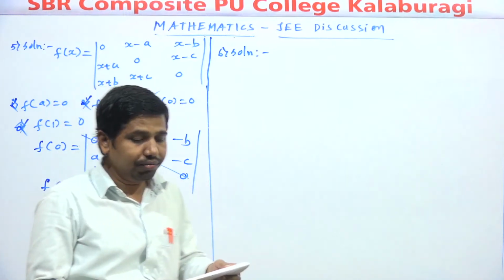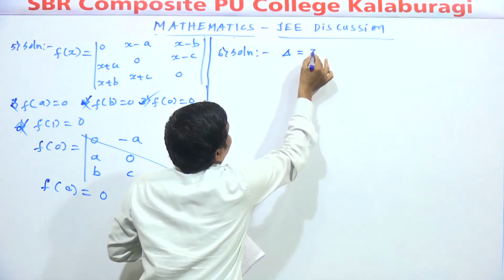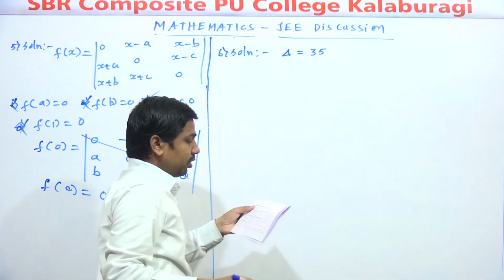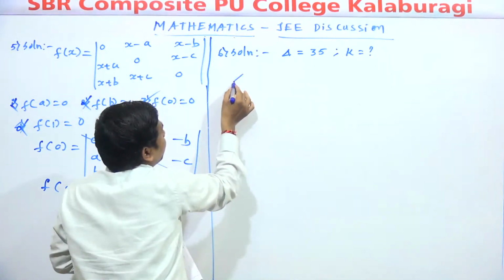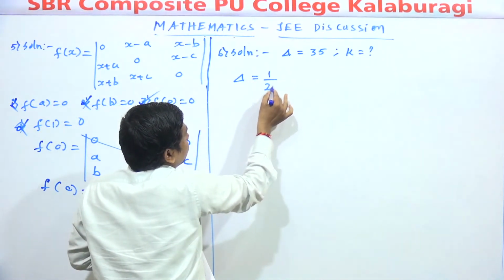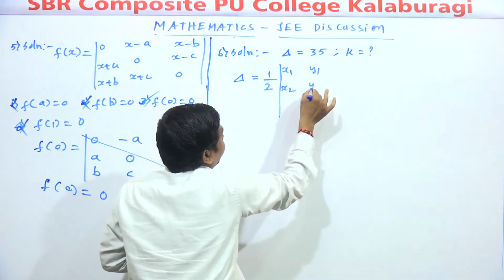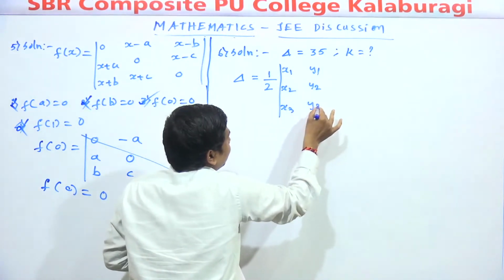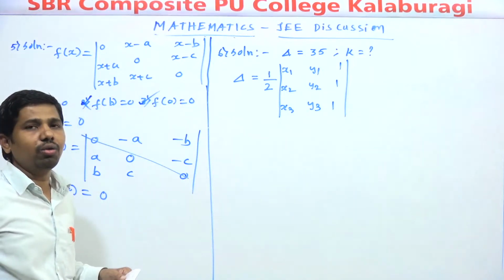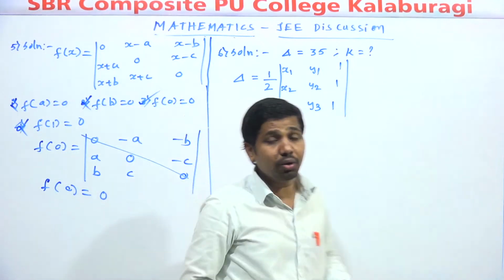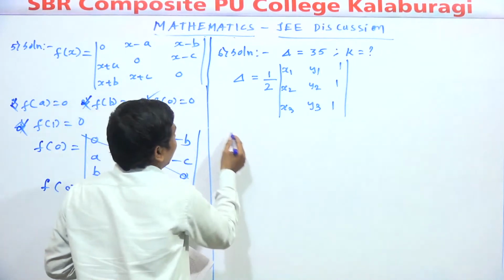The sixth question is related to the area of a triangle. The area of the triangle is 35, that is delta equal to 35. What is asked is the value of k. So what is the formula? Delta equal to 1 by 2 times the determinant with rows x1 y1 1, x2 y2 1, x3 y3 1. This is the formula to find the area of a triangle whose vertices are x1 y1, x2 y2 and x3 y3, by using determinant.